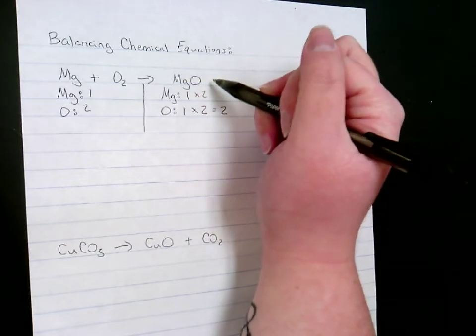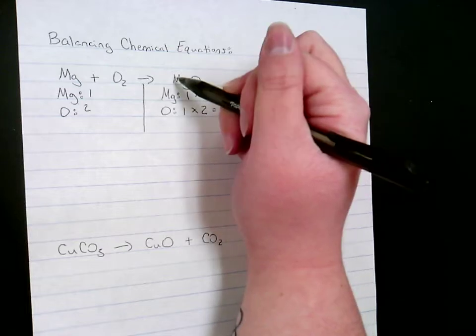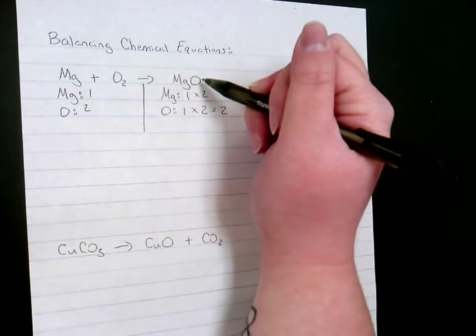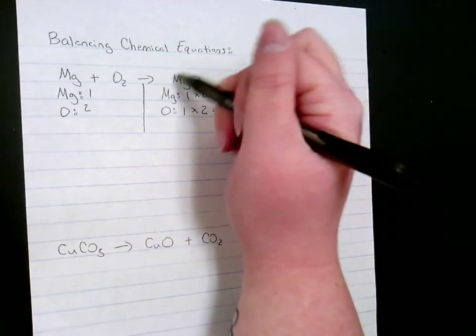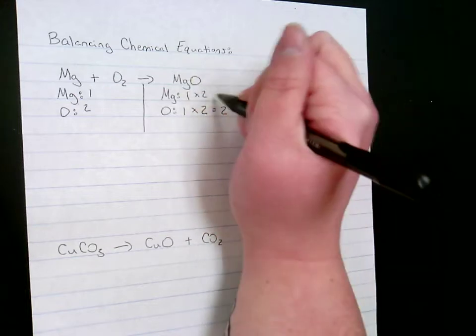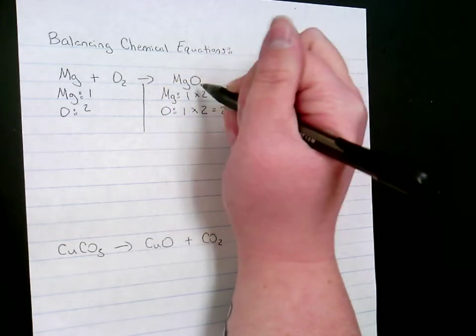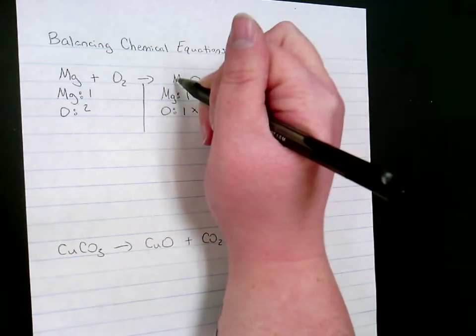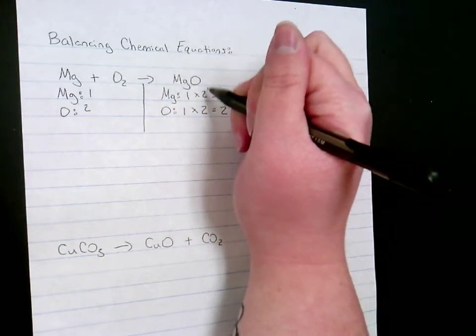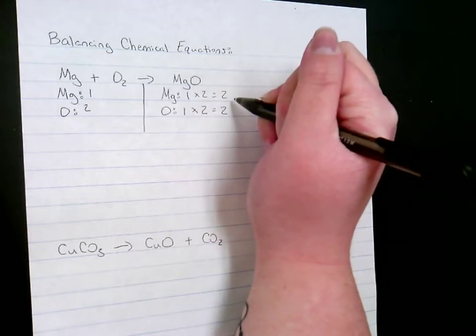It's like in math class when you distribute. If I do something to one part of the factor, I have to do it to the whole thing. Because they are connected in the compound, what I do to the oxygen, I must do to the magnesium. So I have to multiply that magnesium by 2 as well.